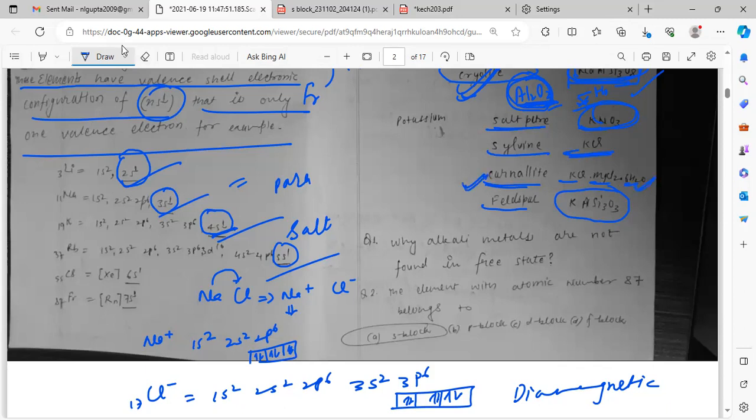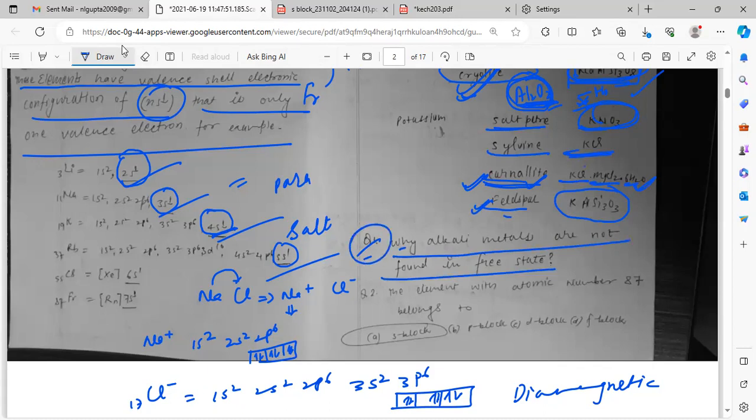Tomorrow, when I take the class, I will tell the previous year questions, then you will get to know. Carnallite is important because it is a mixture of KCl and MgCl2. Okay. Feldspar is KAlSi3O8. Next question: why are alkali metals not found in the free state? Any idea about that?